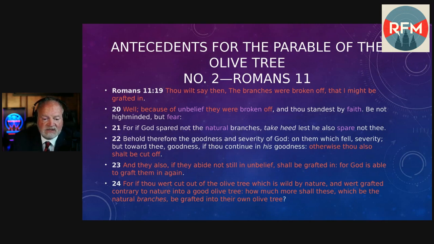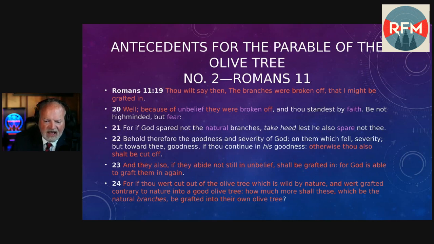And they also, once again referring to Israel, and they also, if they abide not still in unbelief, if they come around to believing in Jesus, right? Israel shall be grafted in. For God is able to graft them in again. They've been broken off. They've been taken somewhere else. They've been created into a tree somehow, and now they're being brought back and grafted into the original tree. This is exactly like Jacob chapter 5.